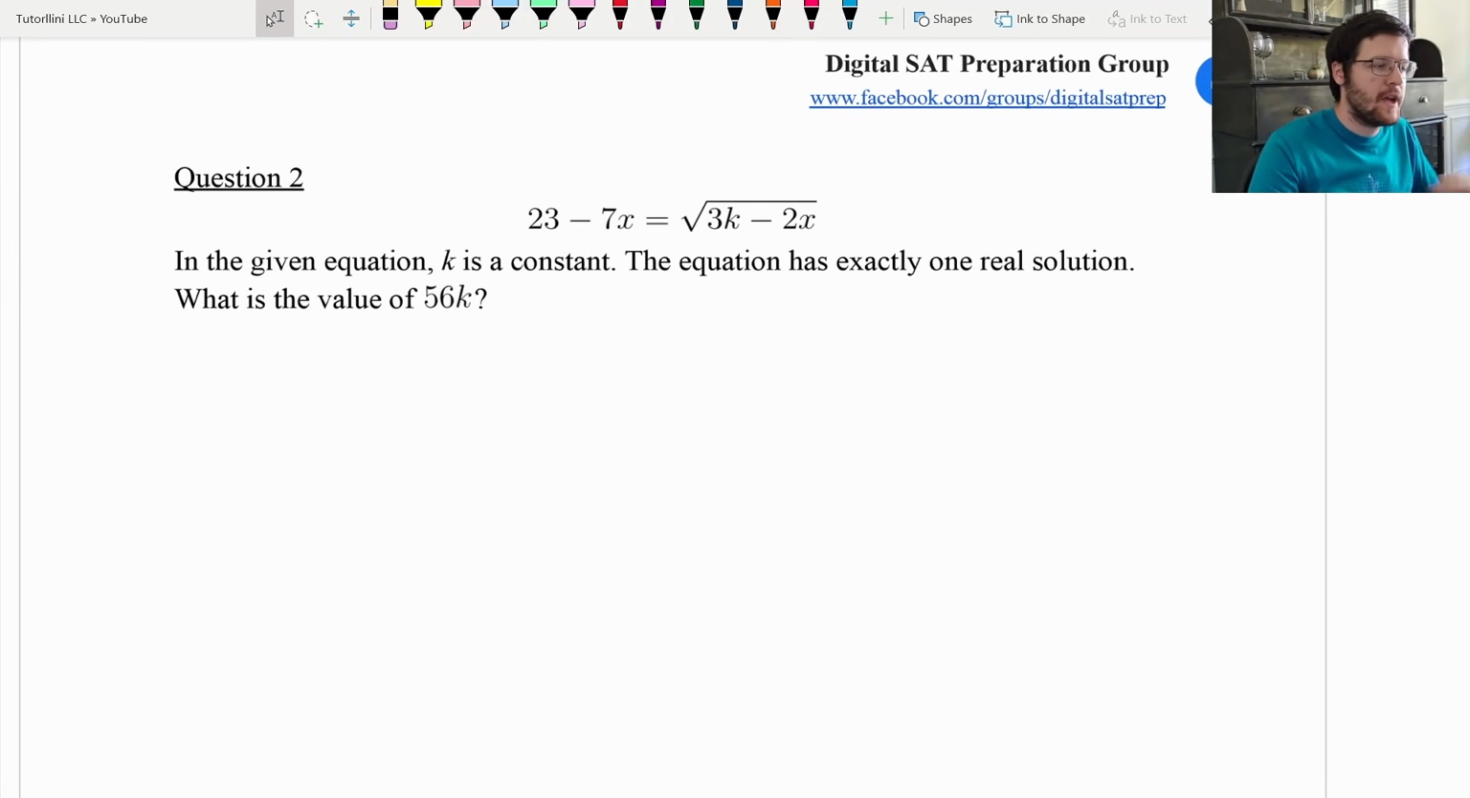Let's get started with question 2. Okay, question 2. So first thing I want to do, I noticed that the square root is completely isolated on the right side, so I want to get rid of that. So I'm going to square both sides.